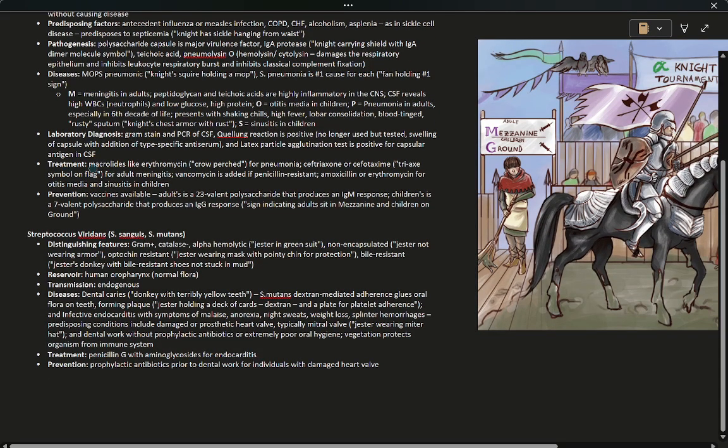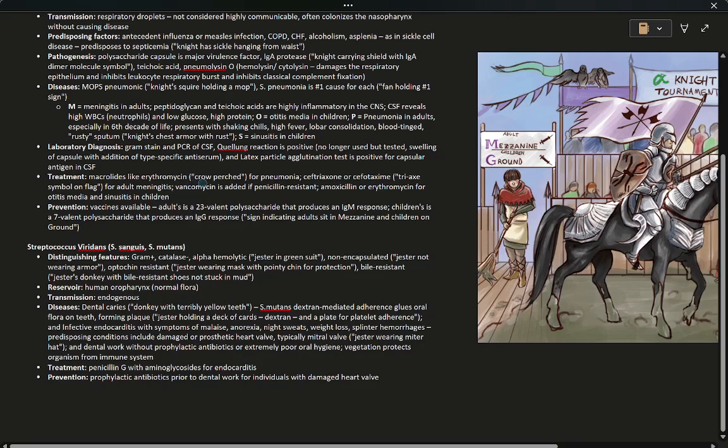And then for treatment, you would want to use macrolides like erythromycin for pneumonia. And you can remember this by thinking of the crow that is perched up here. And you can think about the phrase erythromycin. And so you would use that for treating pneumonia. So remember macrolides like erythromycin.